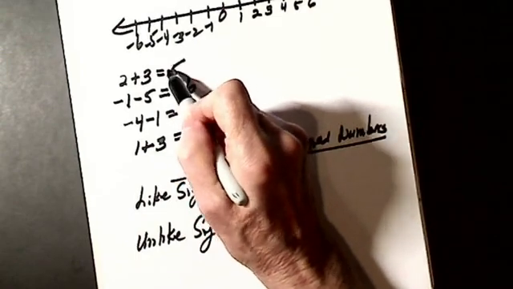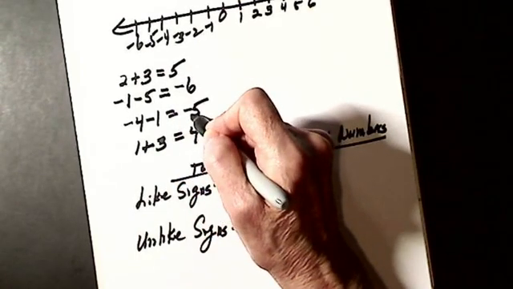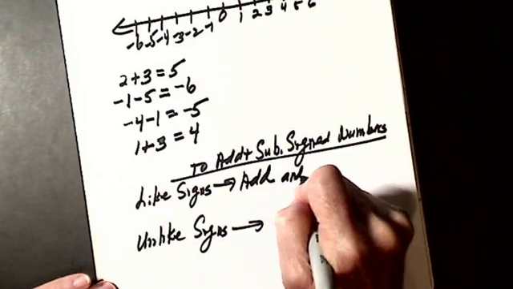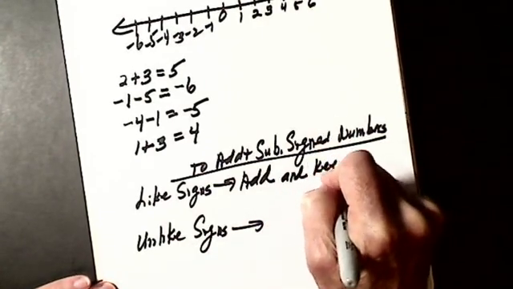Here I got a plus, here I got a minus, here I got a minus, here I got a plus. So I got to look and come up with a rule. What I did is I added and I keep the same sign.